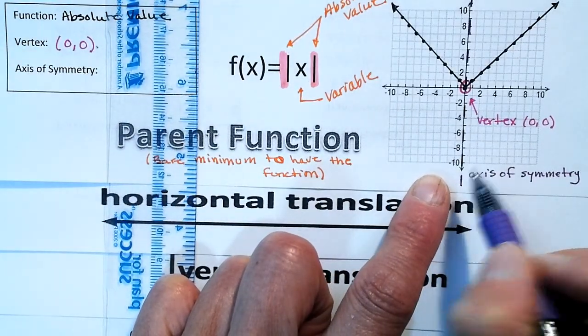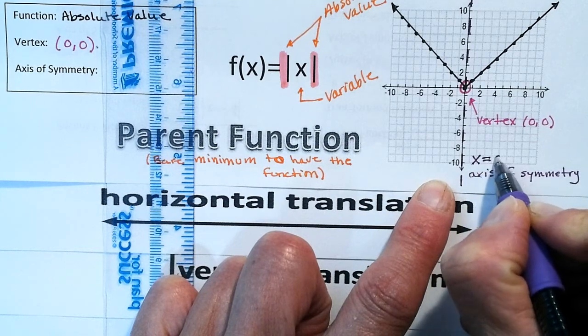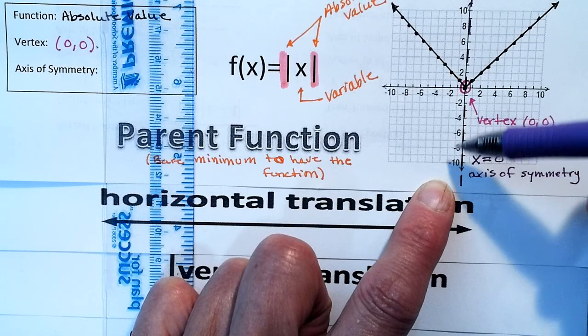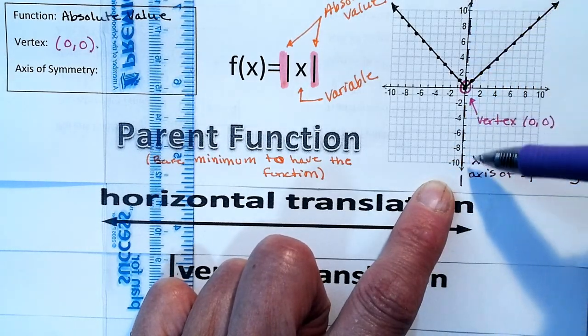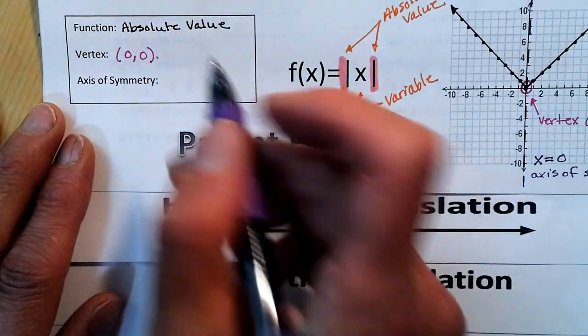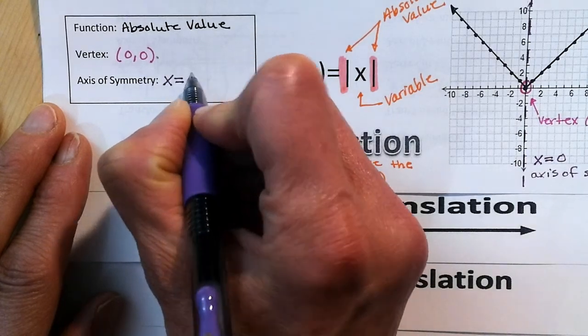And it's an equation. That is where x equals 0. My y-axis, remember, is the line x equals 0. In this case, my axis of symmetry also happens to be my y-axis, which is the line x equals 0. So for axis of symmetry, I'm going to write x equals 0.